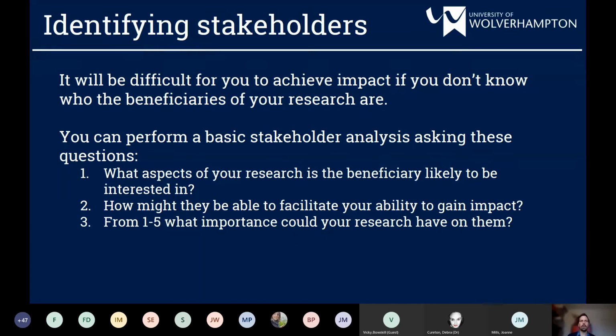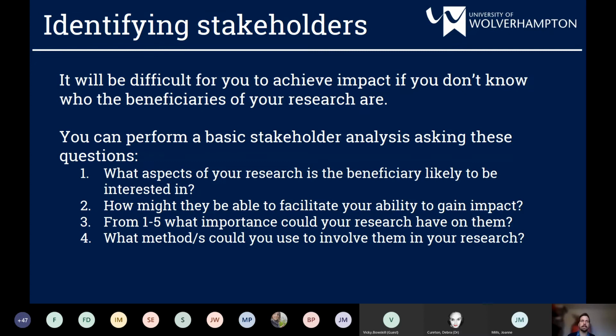You can score it 1 to 5: what importance could your research have on them? So you might list 10 different potential beneficiaries, and say, 3 of these I've scored 5. They're the ones I'm going to mostly focus on, looking at how we can engage them.